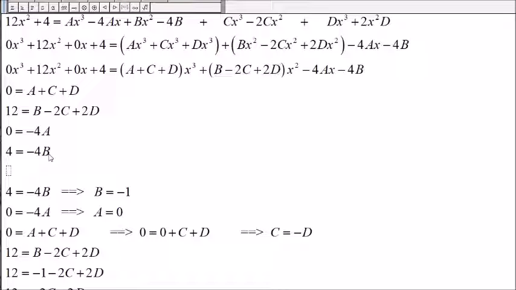From this equation, we get B is negative 1. From this equation, we get A is 0. And then we have A plus C plus D is equal to 0. So we have A is 0, and then so we get C plus D is equal to 0, or C is equal to negative D.